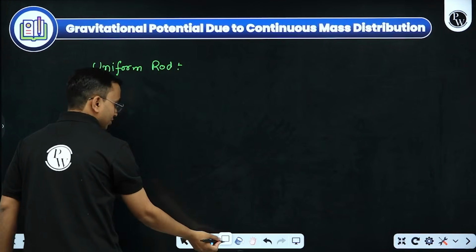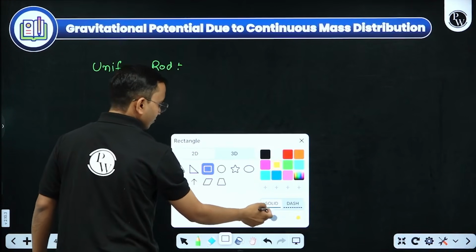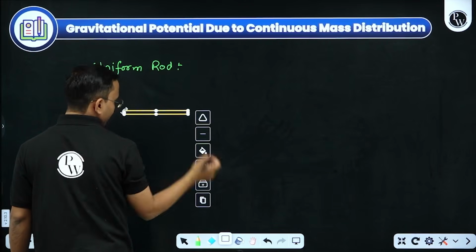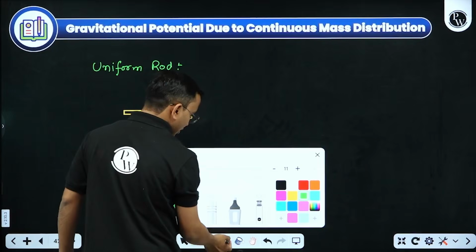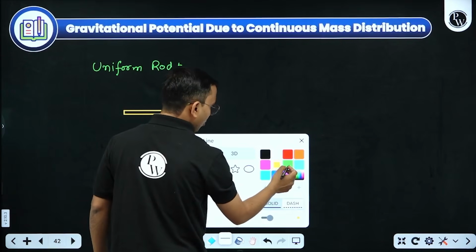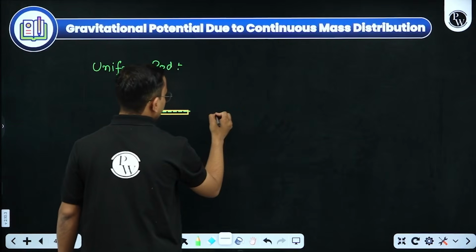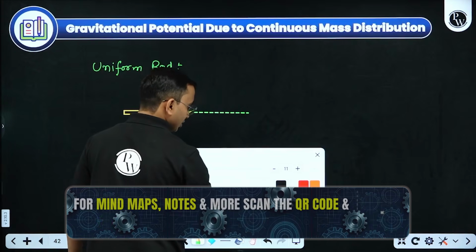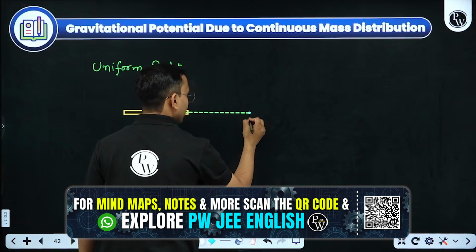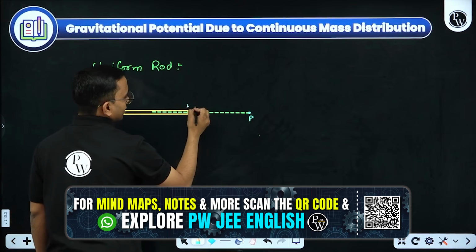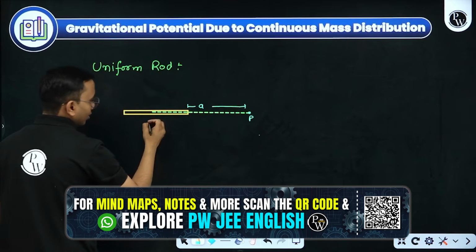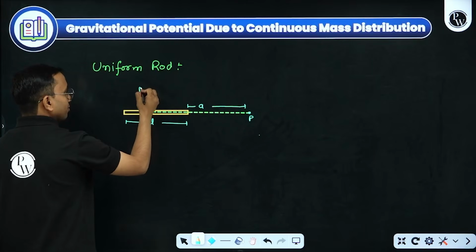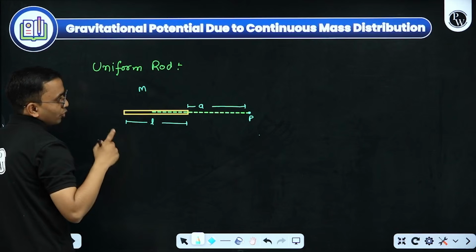So due to a uniform rod, let us take this is my uniform rod, and along the rod only I am considering a point at a distance. Let us take this is my point P here, and this distance is A, and the length of the rod is L. This is a uniform rod, mass is M and length is L. So you need to write the potential at P.